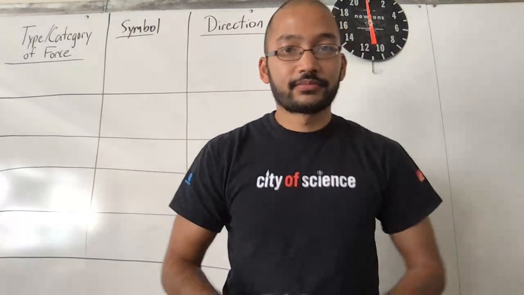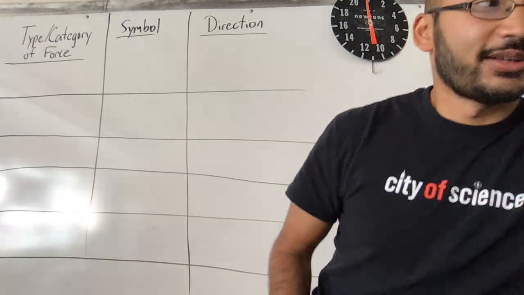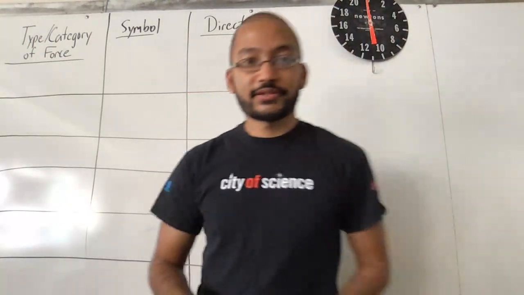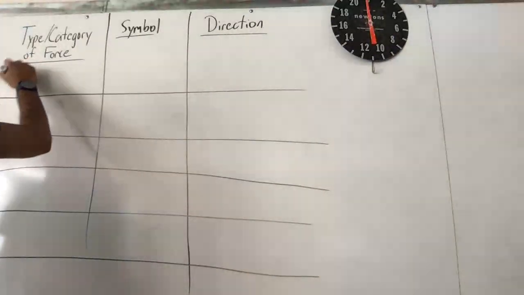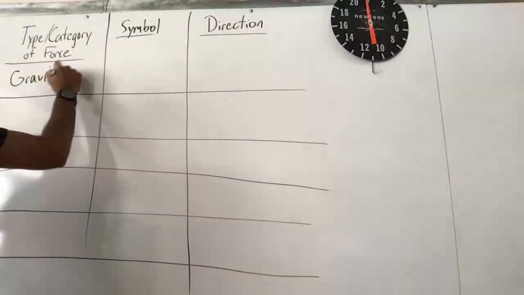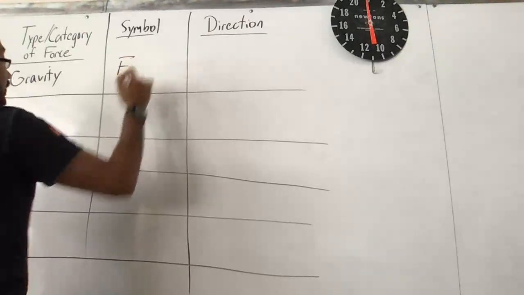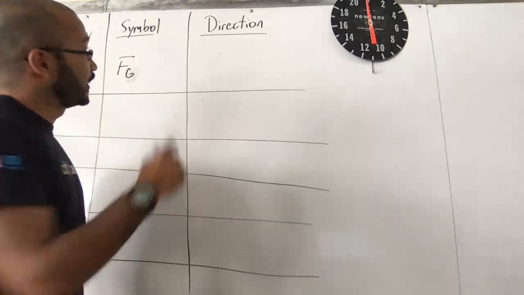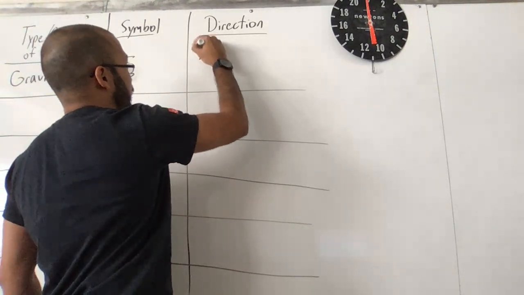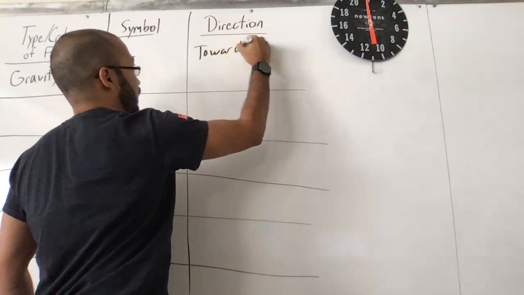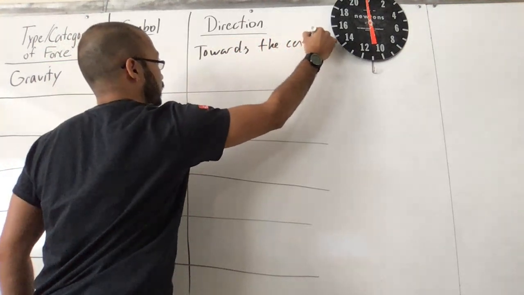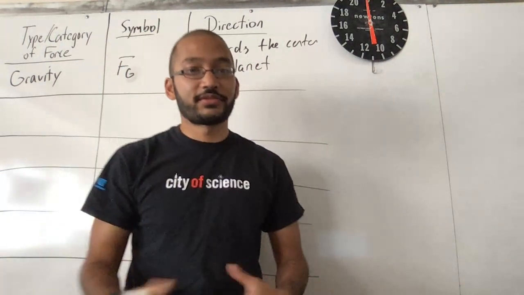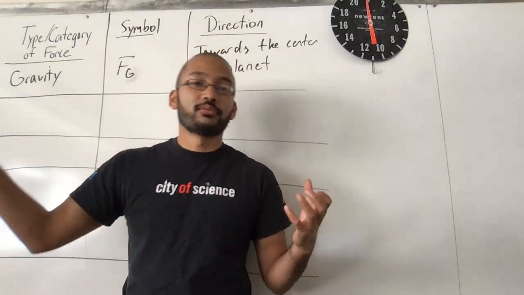Okay, so types of force. The one that we've been working with so far, what's pulling this football down towards the center, is gravity. And we give it the symbol F sub g. That's what I'll be using in this class. F sub g, big G, little g, doesn't matter. The direction is towards the center of the planet. So in this case, Earth. If you're on the moon, it would be towards the center of the moon.